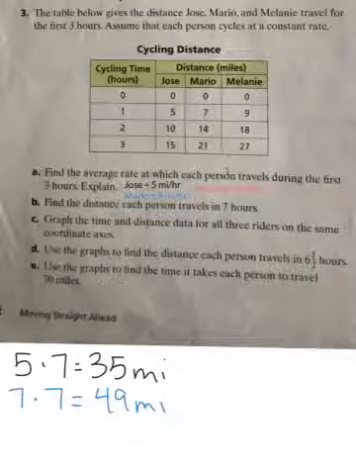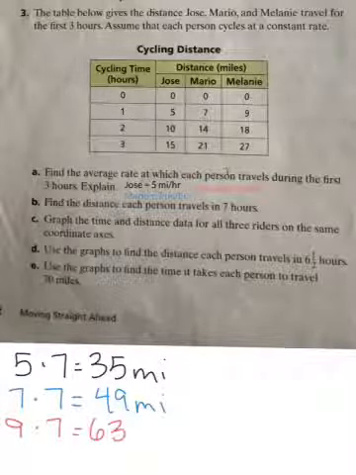For Mario, we take his 7 miles per hour, multiply that by the 7 hours, and find out that he will ride 49 miles. For Melanie, we take her 9 miles per hour, multiply that by 7 hours, and find out that she will ride 63 miles in 7 hours.